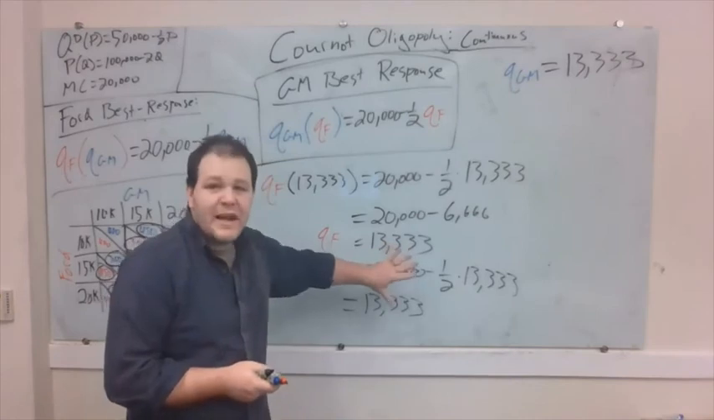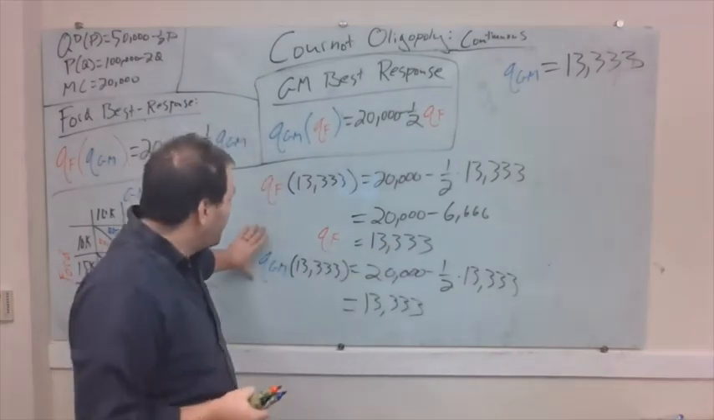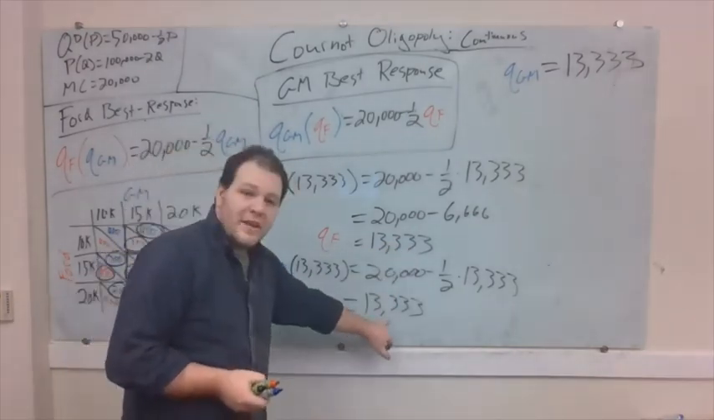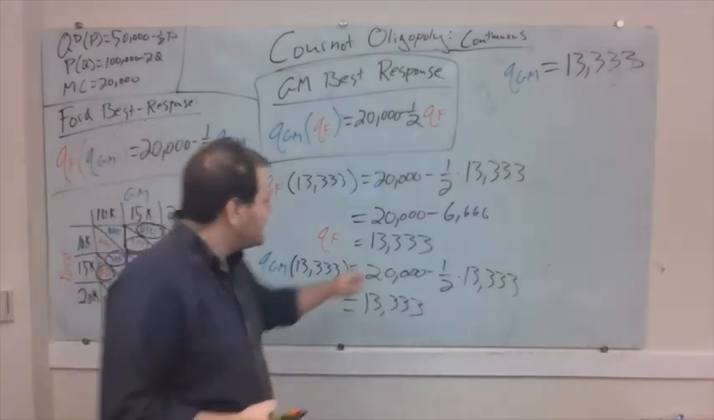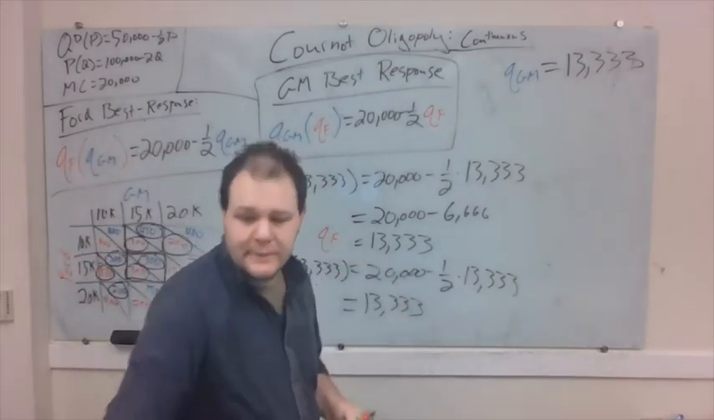In other words, this is our Nash equilibrium, right? When both companies know the other company is going to do this, neither company has any reason to make any more or any fewer trucks.